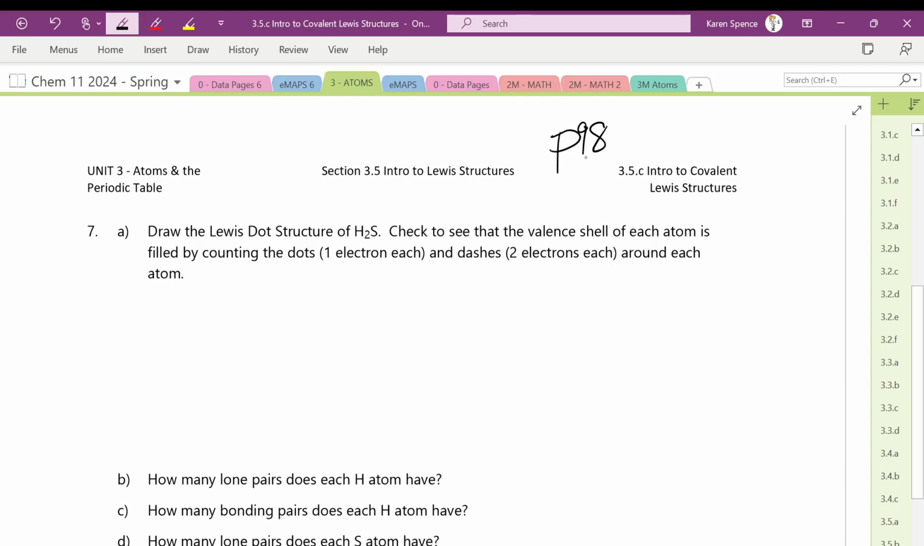Lone pairs are the ones that are not bonded. That's a pair, one pair, two pairs. Bonding pairs, that means one pair. This hydrogen has only one pair. Each hydrogen has one. Each hydrogen has one. You can just keep going on page 99, okay?